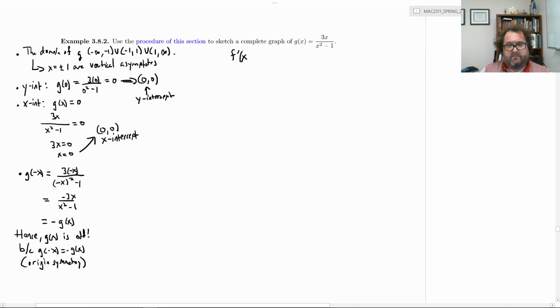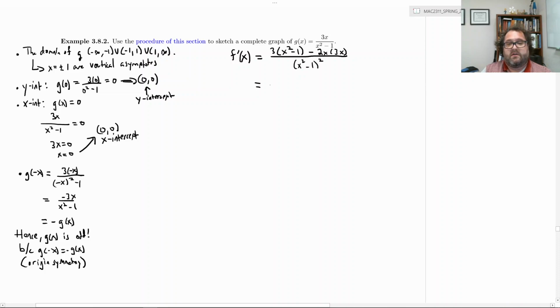So f prime is what? Well, quotient rule time, I suppose. We haven't done the quotient rule in a little while. The derivative of the top function is 3 times the bottom function x squared minus 1, minus the derivative of the bottom function 2x times the top function 3x, over the bottom function squared, so (x squared minus 1) squared.